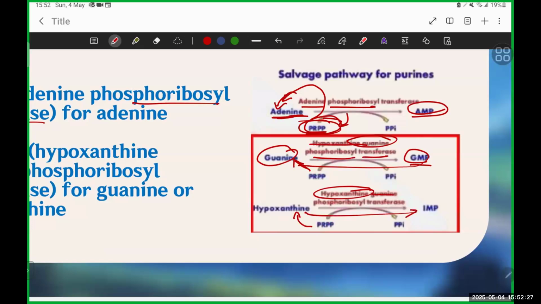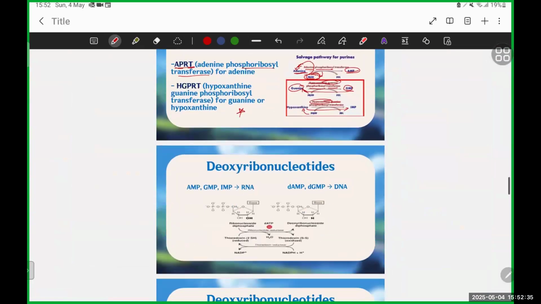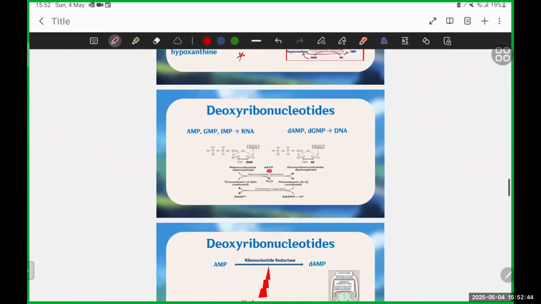Hypoxanthine-guanine phosphoribosyl transferase. This is important because later we're going to talk about a disease, a clinical condition, I would say, that happens when there is deficiency of HGPRT. Okay.